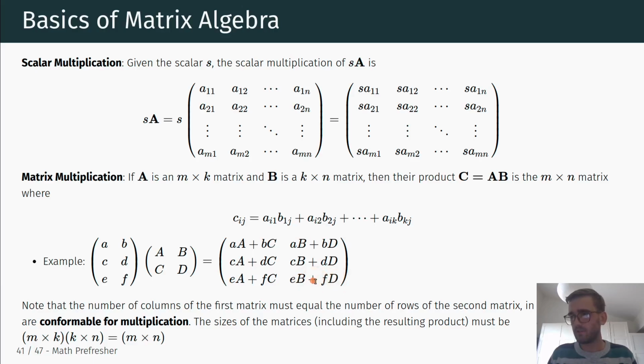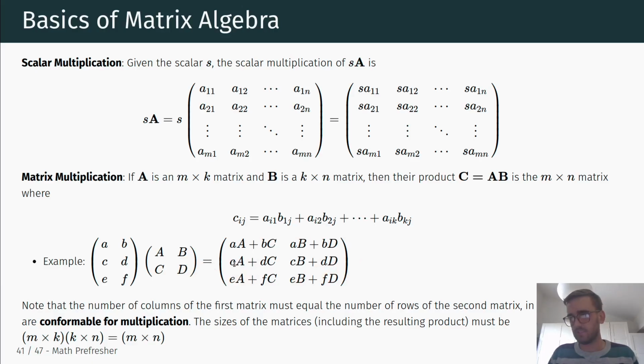This is the third row, second column of the resulting matrix. The way we get to this result is we look at the third row of the first matrix, so E and F, and the second column of the second matrix, so B and D. So we multiply E times B plus F times D, and that's this equation.